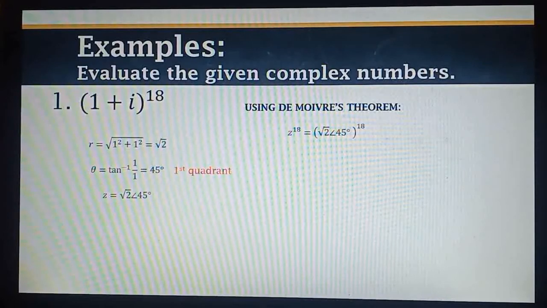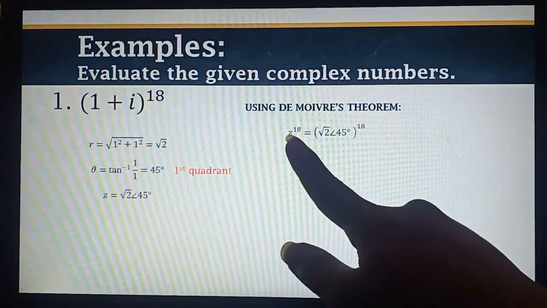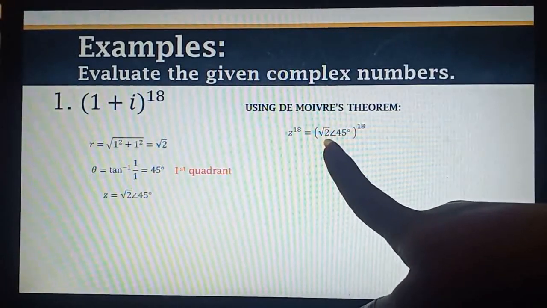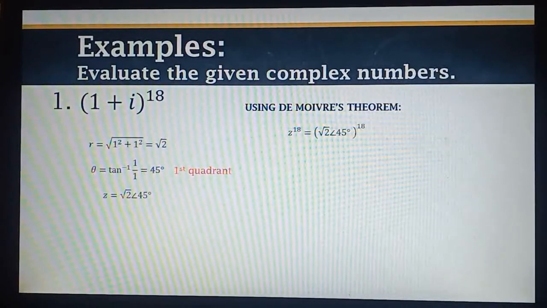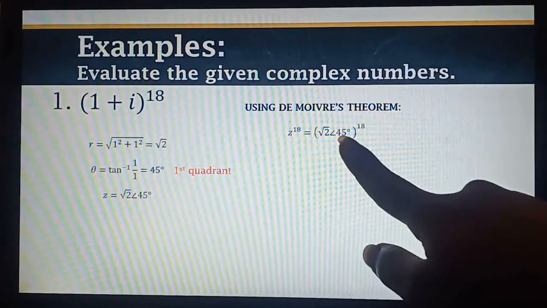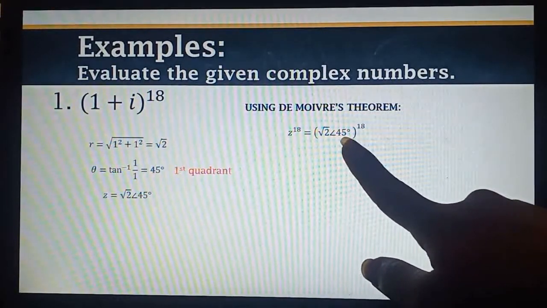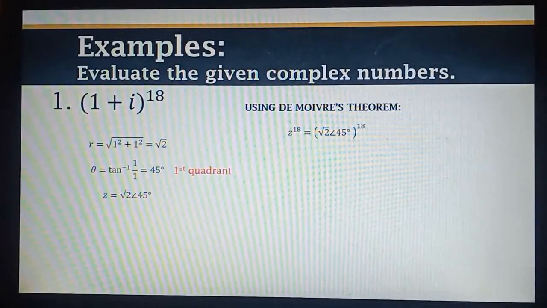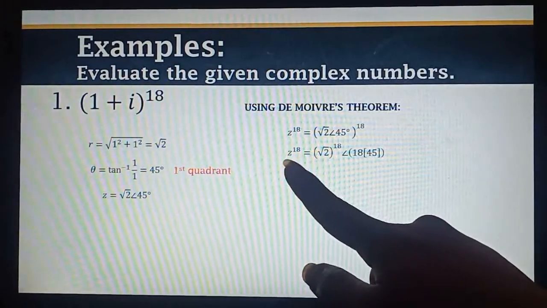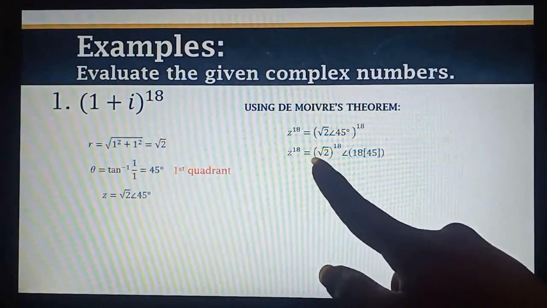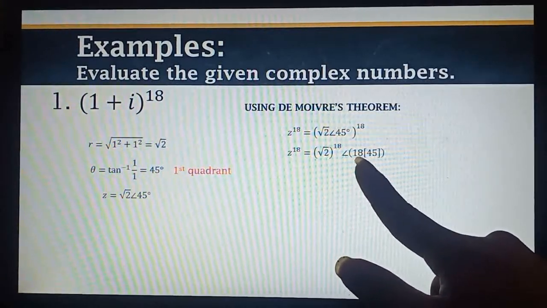So, using De Moivre's theorem, let's say this is your z that is raised to 18. So, square root of 2 at angle 45 raised to 18. Now let's apply De Moivre's theorem. This is r, then this is your theta. We raise r to n, then we multiply theta by n. So we will now have z raised to 18 equivalent to the square root of 2 raised to 18 at angle 18 multiplied by 45.